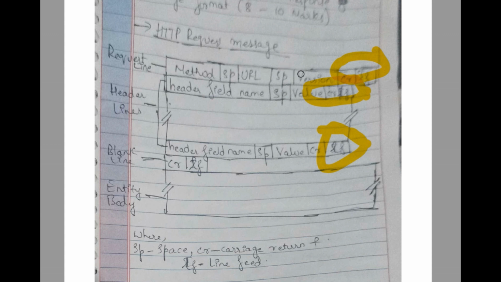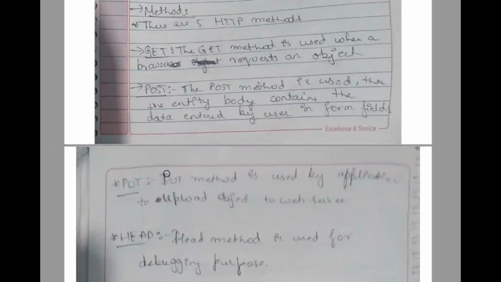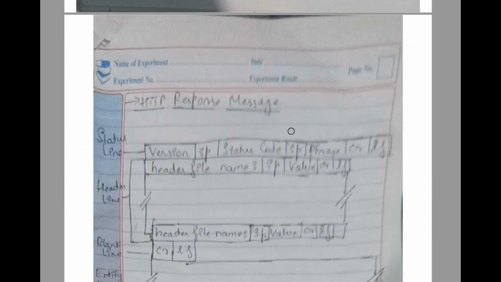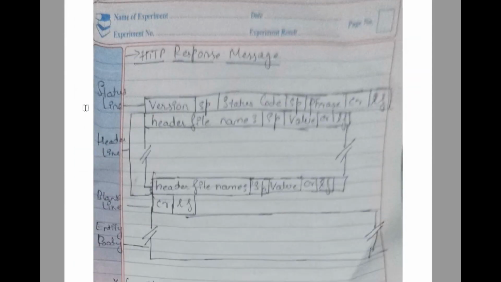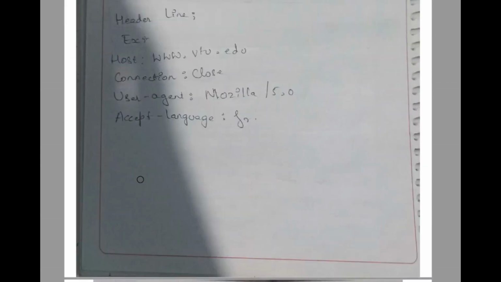Now just look. Method, URL, version, and in between these, SP is present. So request line, header lines, blank line, entity body. Header field name, value, header field name, value, CRLF, CRLF. Now compare this with the HTTP response message. There was a request line, now it becomes the status line. These three namings are the same. So what was there here?